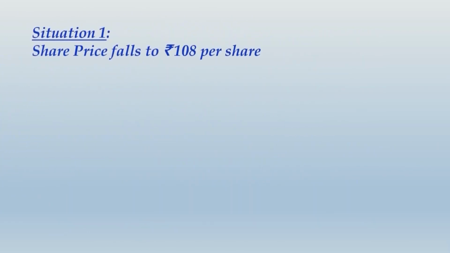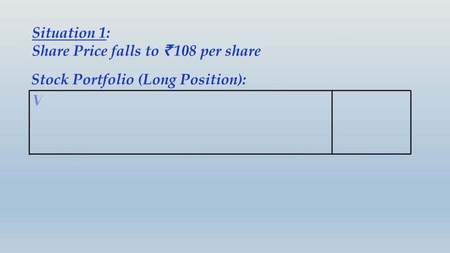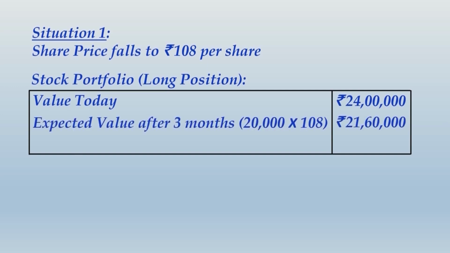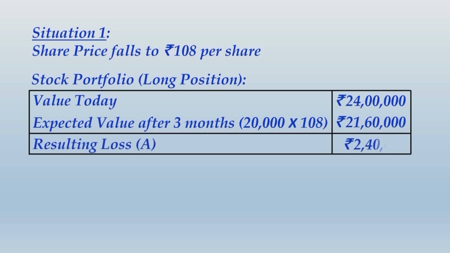Situation 1: share price falls to 108 per share. Currently the price of the share is rupees 120, where the value of the overall portfolio today is 24 lakhs, and the expected value after 3 months will be 20,000 shares multiplied by 108, which will be 21 lakh 60,000. The resulting loss will be rupees 2 lakh 40,000. Note down this as well and then we move ahead.